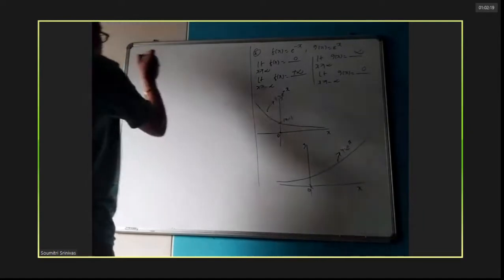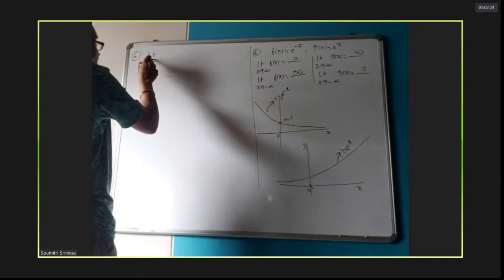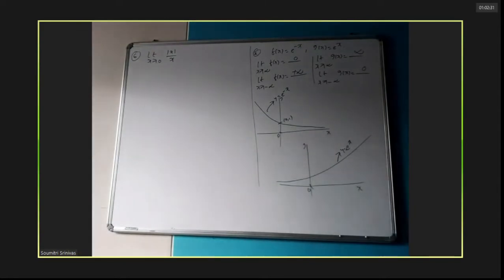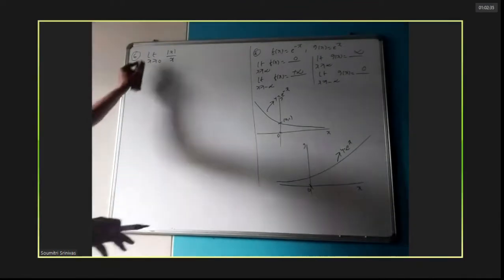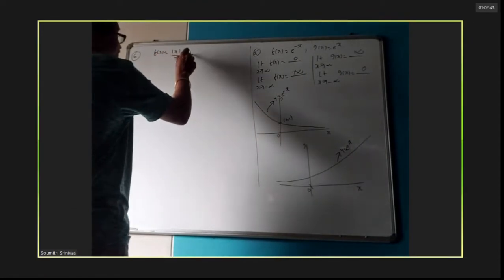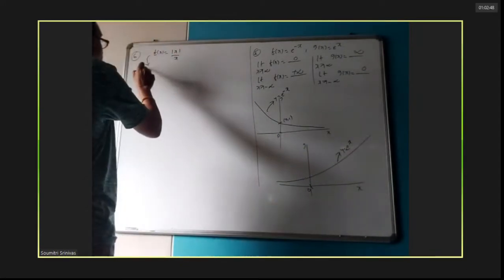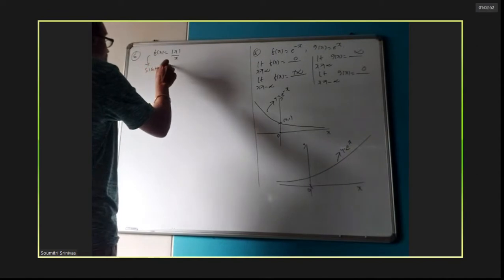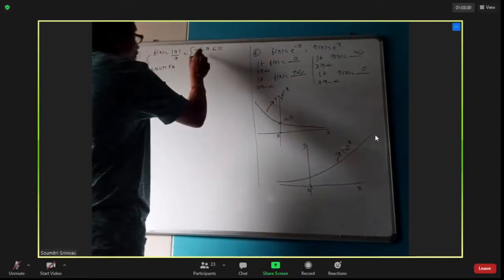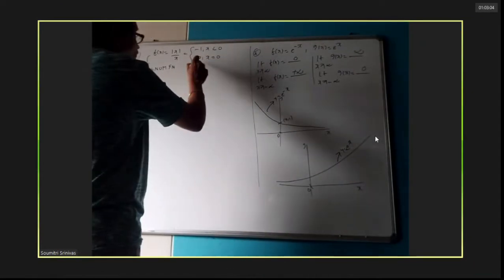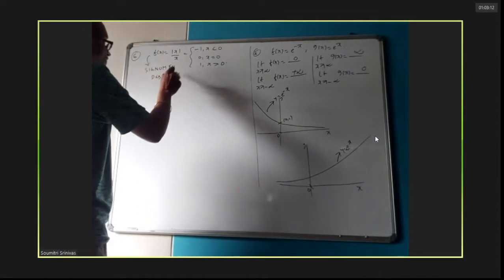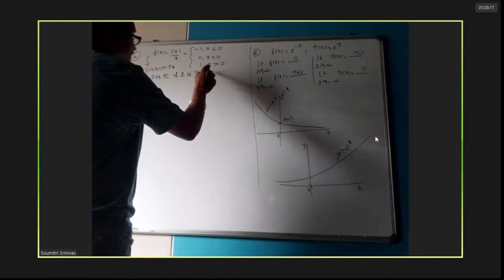Now look here. याद है इस फंक्शन को हमने एक नाम दिए थे. Signum function. F of x is equal to, what was this function called? Signum function. How is it defined? 0, 1. What's the domain of the function? All real numbers. Range of the function, set containing 3 elements.